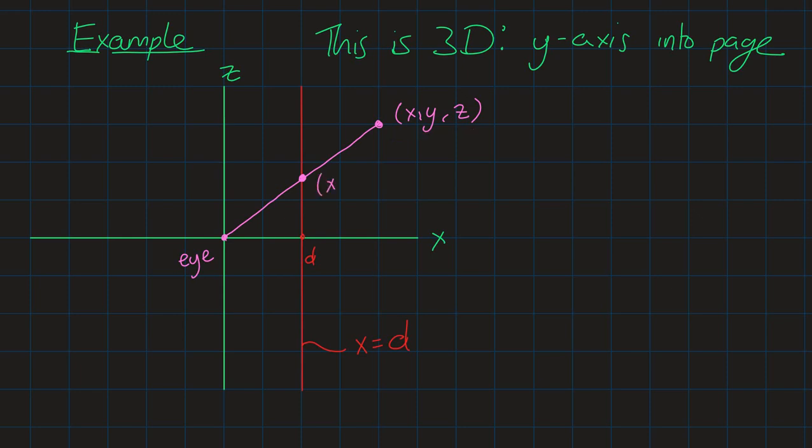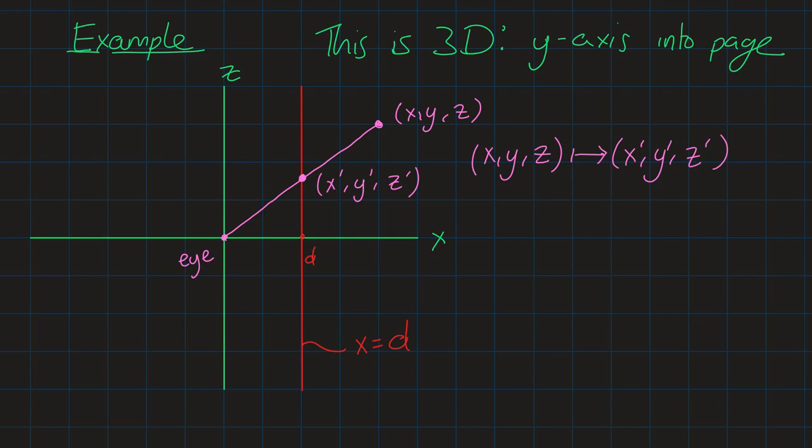So I don't know what this point is, so I'll call it X prime, Y prime, Z prime. So under central projection onto the plane X equals D, we have that X, Y, Z gets mapped to X prime, Y prime, Z prime. This is the geometric interpretation of what's going on.